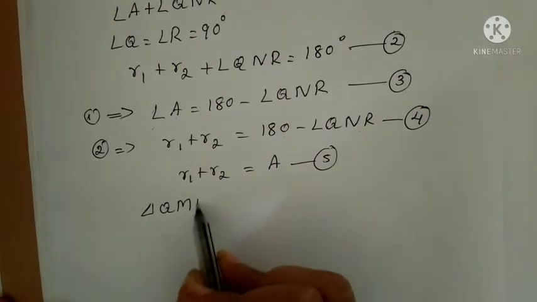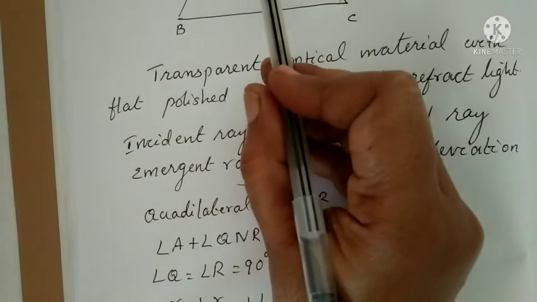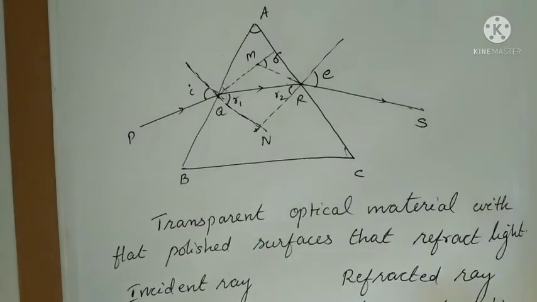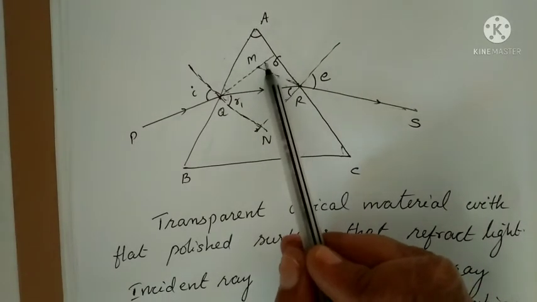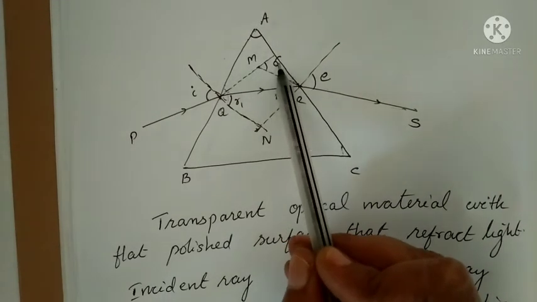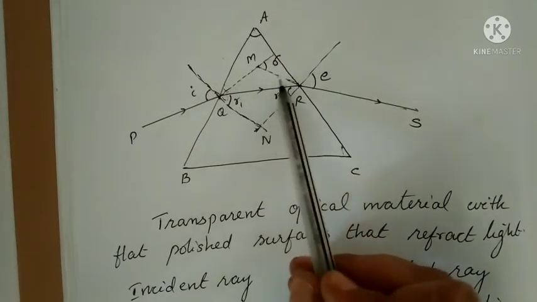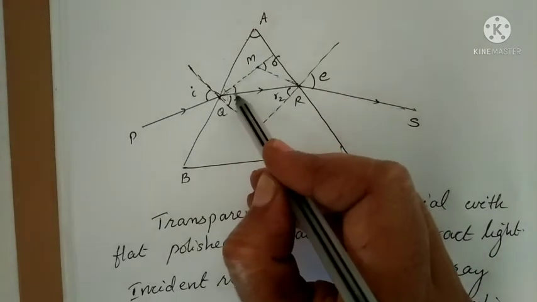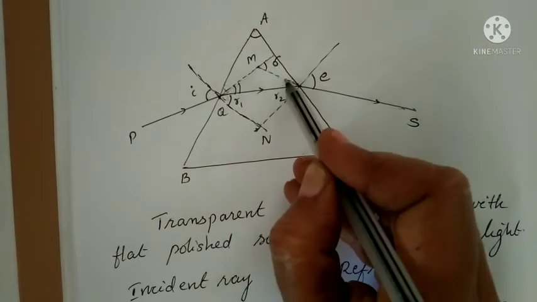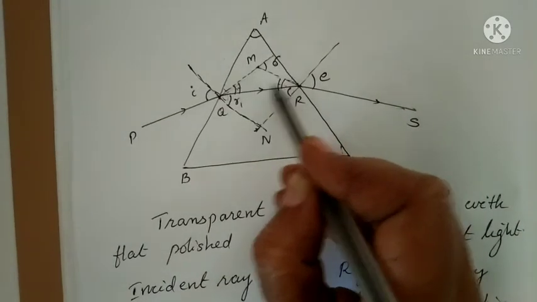From the ray diagram, again you consider the triangle QMR. Here this is the triangle QMR. So here this delta is the exterior angle. You know that exterior angle is equal to the sum of the interior angles. So here QMR, this is the interior angle. So this delta is equal to the sum of these two interior angles.